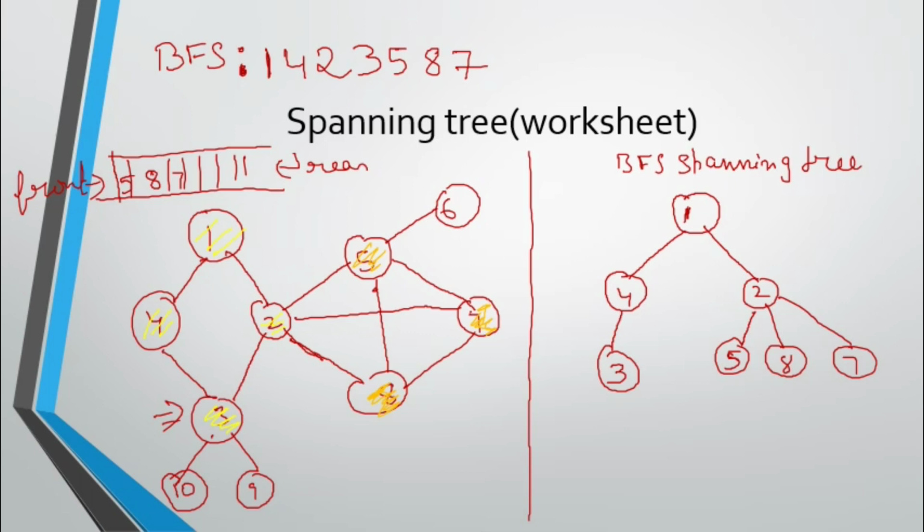From 3, I go to 10 and 9. So what I do is make 10 and 9 here. After 7, put 10 and 9 here, and connect it. Okay, now what next?